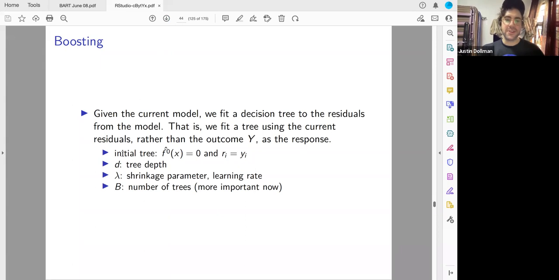So anyway, this is the collection of hyperparameters. And why do I say more important? Why was it less important previously? As you remember, before it was really just a matter of having enough trees that we reach a stable estimate of the test error, that we reach a stable level of accuracy. And now that's not gonna be the case, and we'll see that.